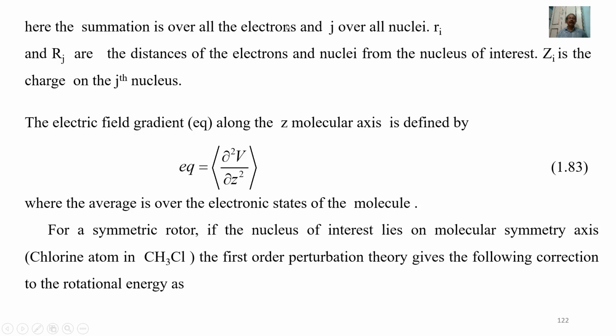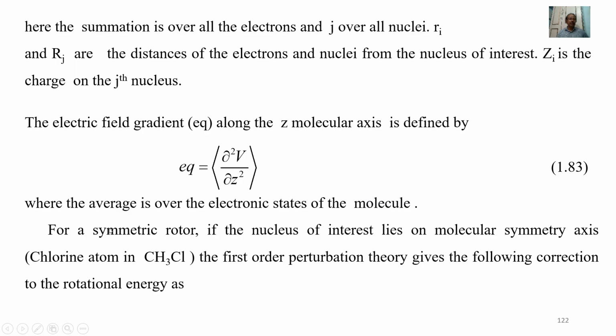I for electrons, J for nucleons. Small ri and capital Rj are the distances of the electrons and nuclei from the nucleus of interest. Zj is the charge of the jth nucleus. The electric field gradient, which is referred to as eq, along the Z molecular axis is defined as equation 1.83: eq equals the average of the second partial derivative of V with respect to z, where the average is over the electronic states of the molecule. So here the expectation value is the average value.